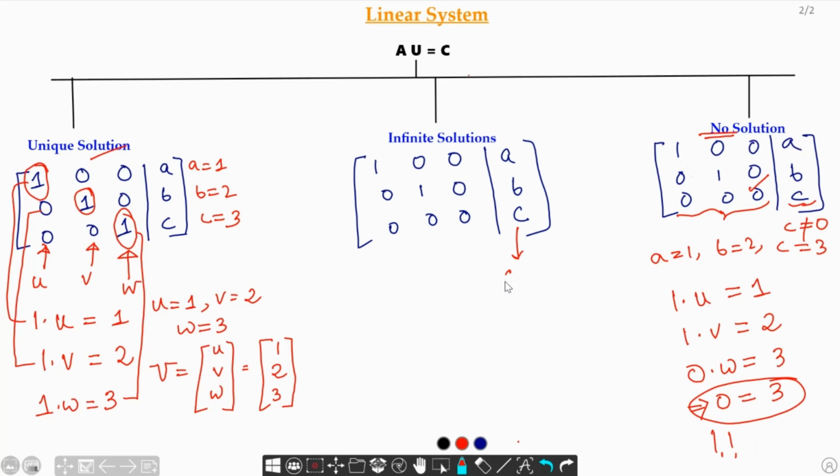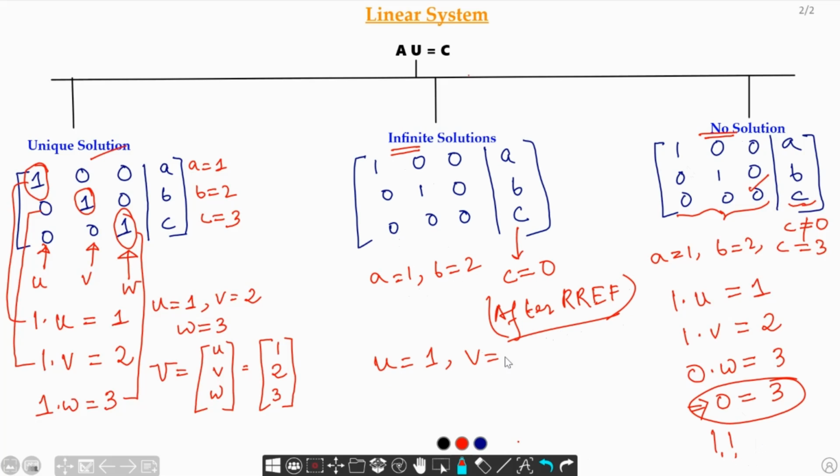Now, what if we have 0 rows on both sides of the line? Then in this case we have infinitely many solutions, okay? Let's illustrate this. Substituting similar values in this case, A equals 1, B equals 2 and C equals 0, we have U equals 1, V equals 2 and 0 times W equals 0.